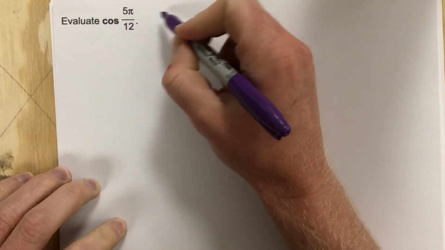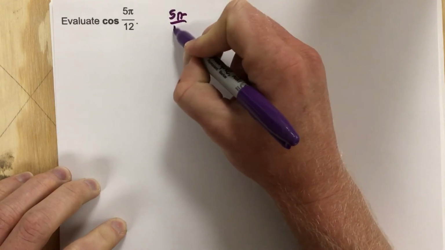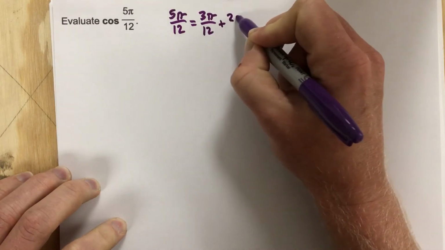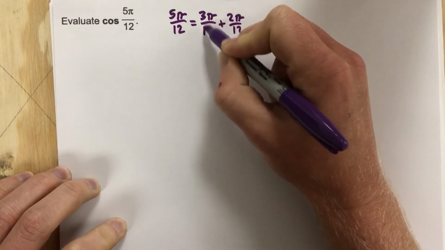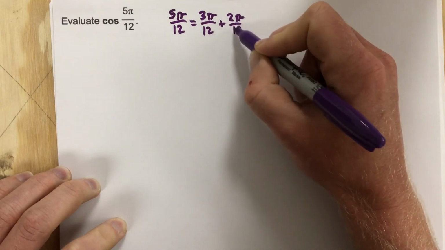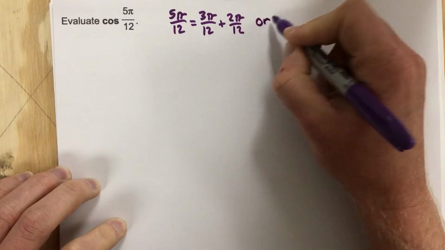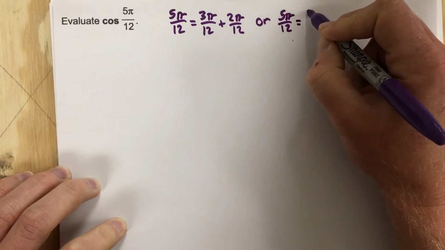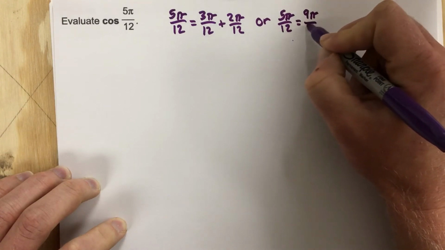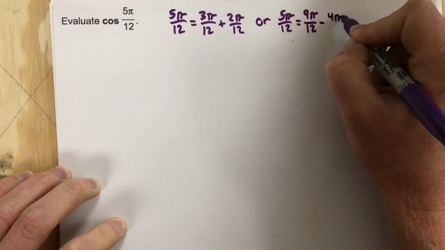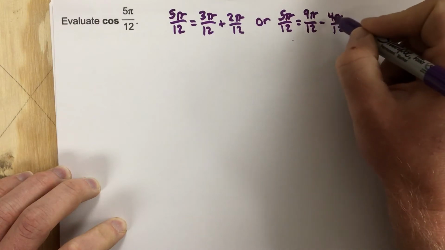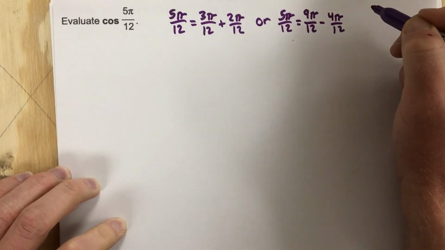For me, there's really two ways you could do this. You could say that 5 pi over 12 equals 3 pi over 12 plus 2 pi over 12. This will reduce to a denominator of 4. This reduces to a denominator of 6. Or you could say 5 pi over 12 equals 9 pi over 12 minus 4 pi over 12. And we'll divide them both by 3, so this reduces to 3 pi over 4 minus pi over 3. So those are your two options.